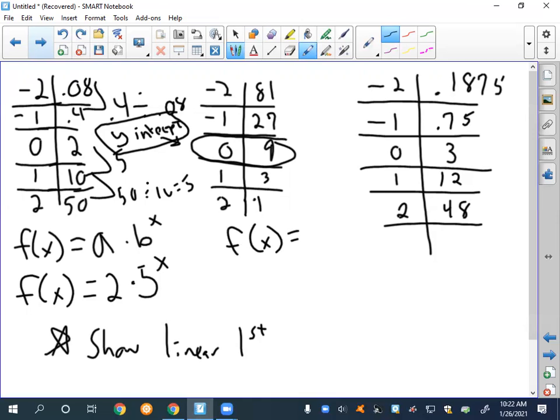So where do I put that 9? Where the A goes or where the B goes? Where the A goes. Every single time, all the time. How do I find the B? Bottom by the top. Here we go.